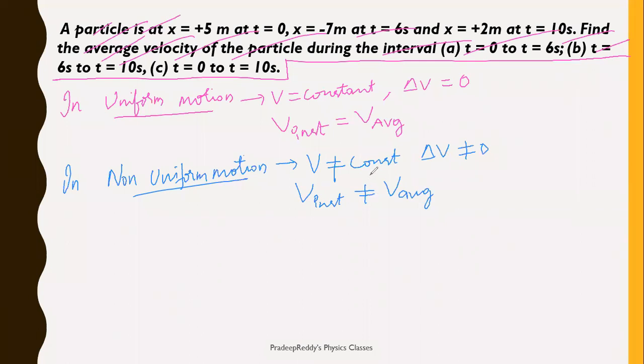In case of non-uniform motion, I'll take one simple example and make it clear. This is A and this is B, with segments of 10 meter, 10 meter, 10 meter, 10 meter, 10 meter. Now here, the first 10 meter has been traveled in 10 seconds, the next in 8 seconds, next 6 seconds, next 4 seconds, and next 2 seconds, right?